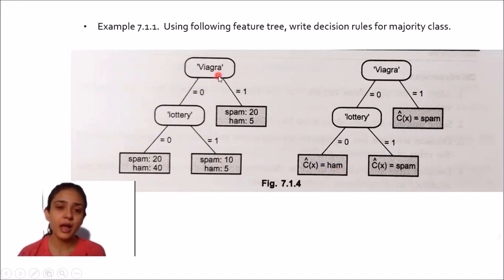If I am going in the tree only in the right-hand side direction, meaning I am writing only 1, then what is my class label? I will take the majority of the class label. Here the majority is spam, that is 20. So I am writing class label equal to spam.